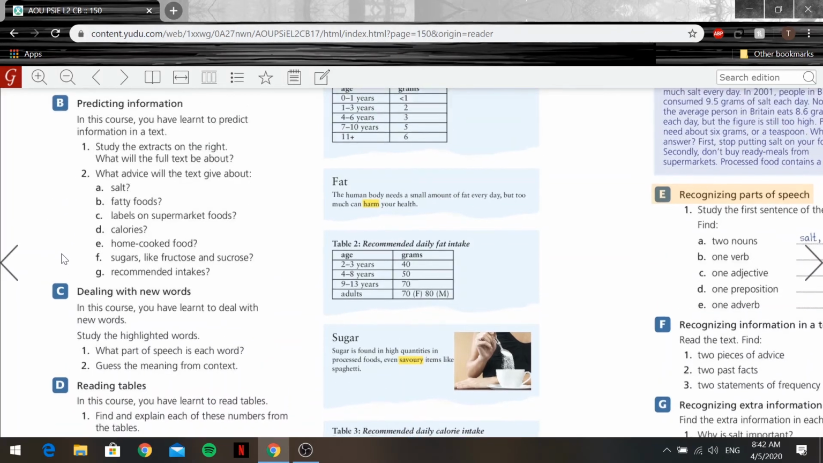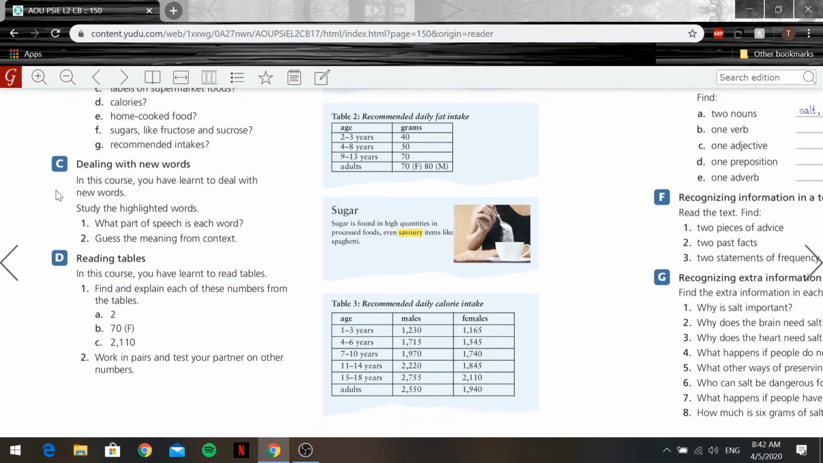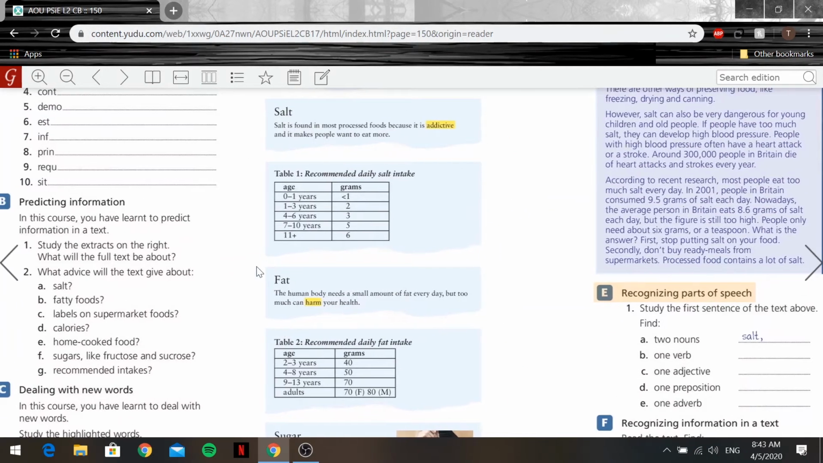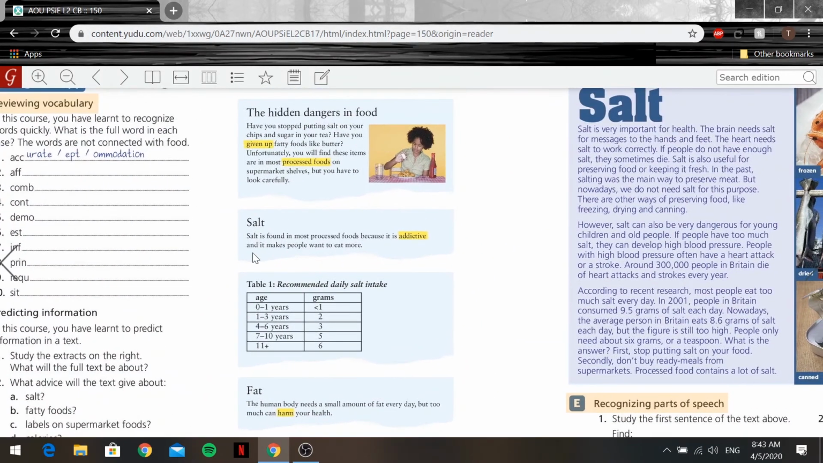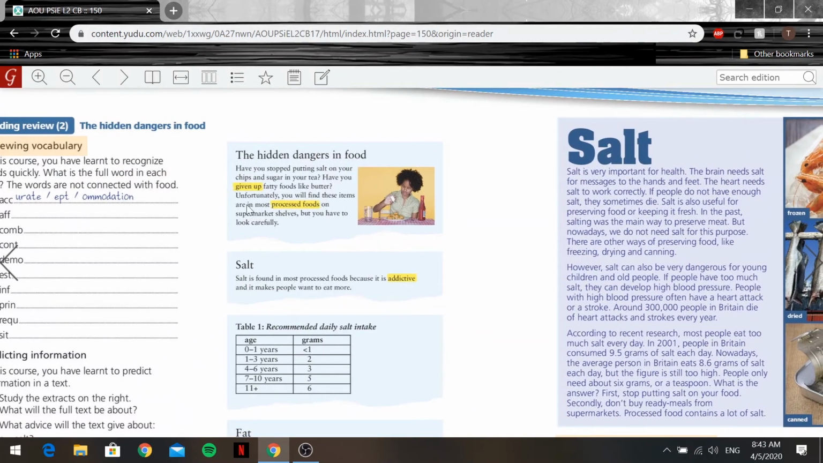I think that's it for exercise B. Now let's go to exercise C, dealing with new words. In this course, you have learned to deal with new words. Study the highlighted words, so the ones in yellow, you guys. So what part of speech is each word, and guess the meaning from context. Okay, let's take a look here. Okay, so again, this will depend on you as a student, but I'll give you my ideas.